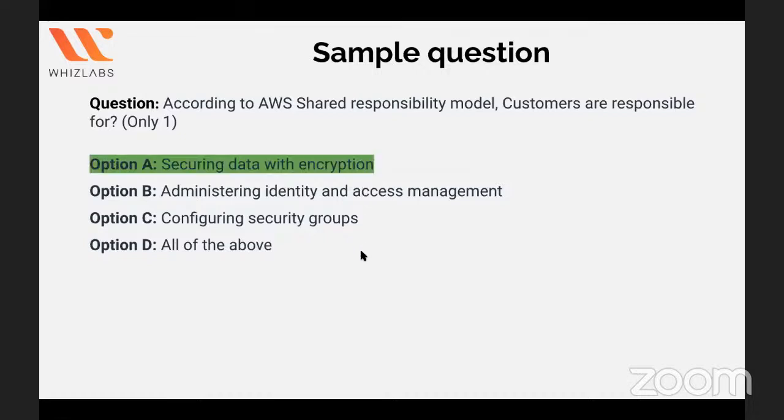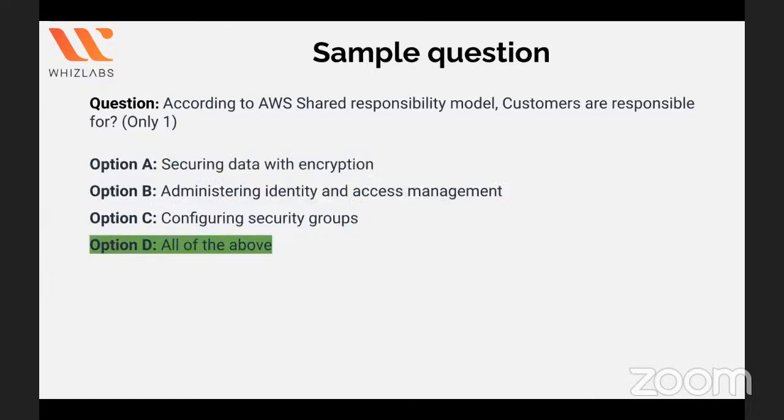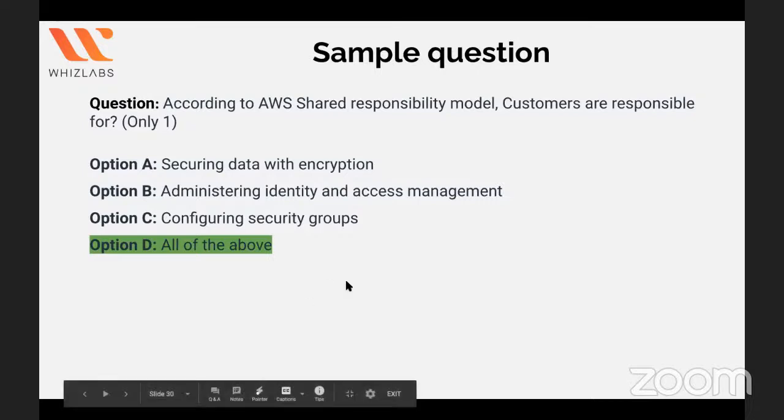So, yes, the first option is correct. Securing data with encryption, that is our responsibility. Next, this one is also correct because we are the ones managing our IAM part. And third is configuring security group. Yes, this is our responsibility. Then the correct option for this is all of the above. Thank you once again for participating in this quiz. I hope you enjoyed it, and let's move to the next slide.